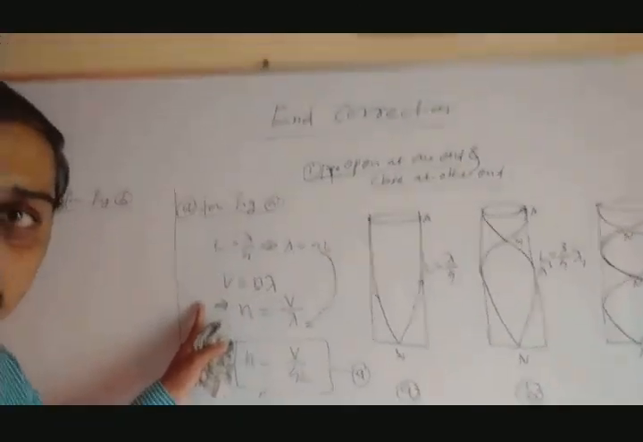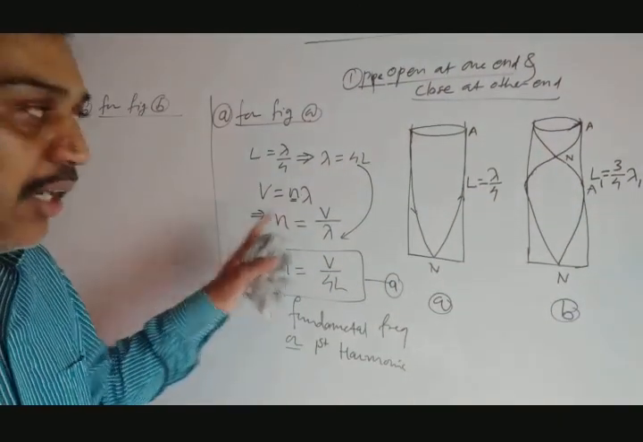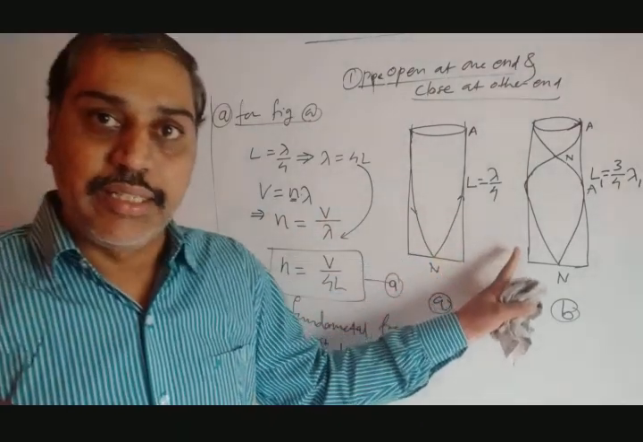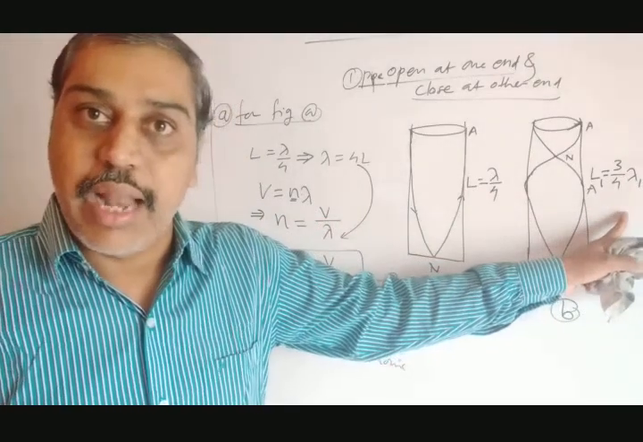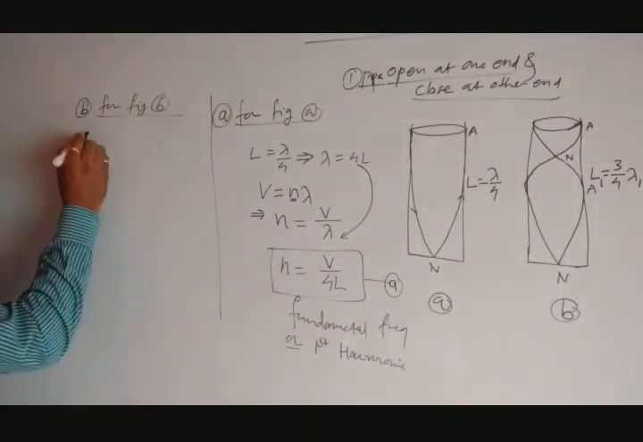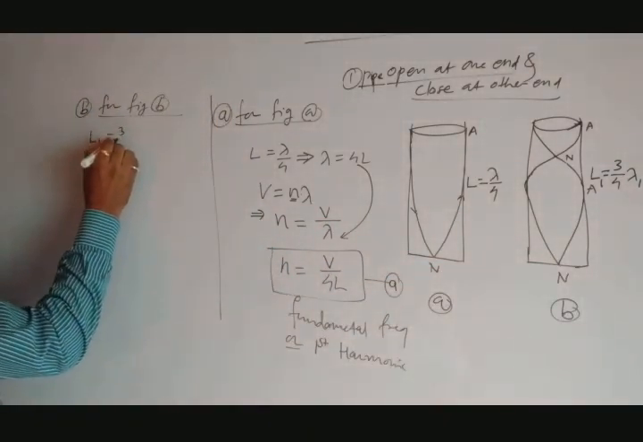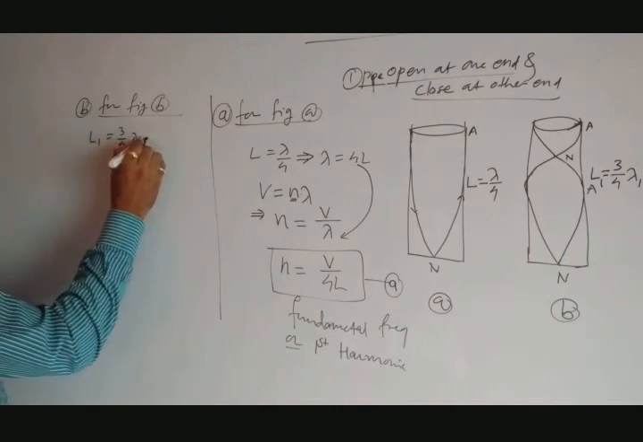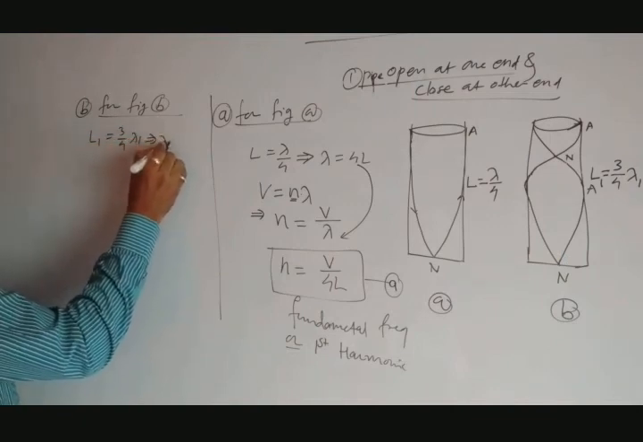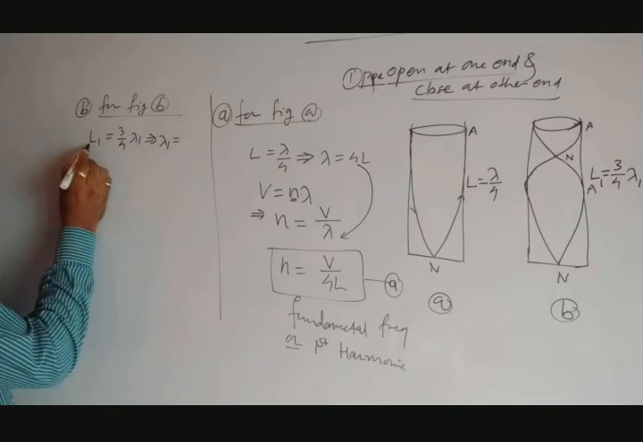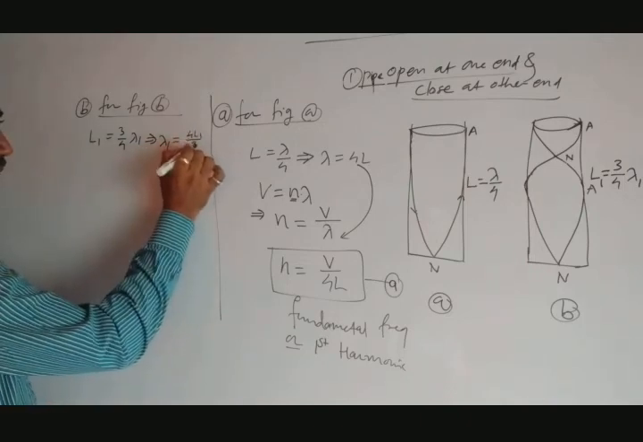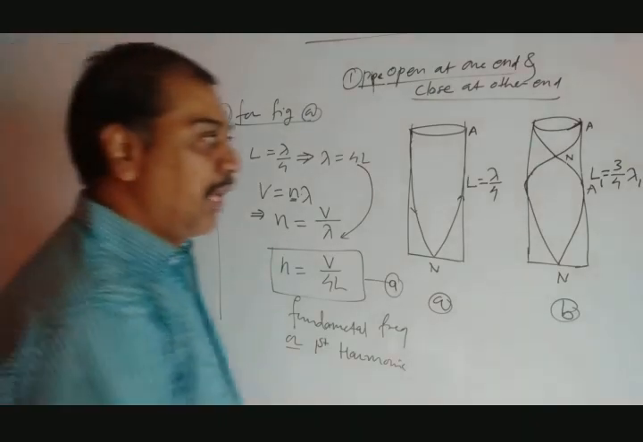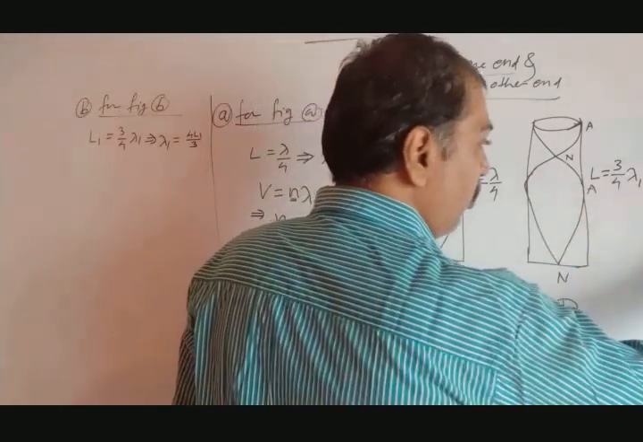Now let's go for the first mode of vibration. Now let's see this second diagram. In this second diagram, what is L1 equal to? 3 by 4 lambda 1. Write down here. L1 equal to 3 by 4 lambda 1. This implies that lambda 1 equal to 4 L1 by 3. Or simply you can put this as L according to the book.